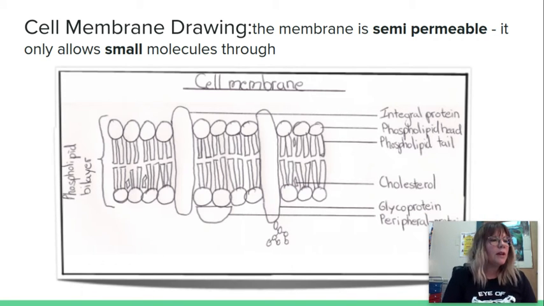So what you're looking at is the diagram of the cell membrane. I would like you to draw this diagram into your notes showing the phospholipid bilayer, because it's going to become important as we talk our way through transportation of materials across a membrane.